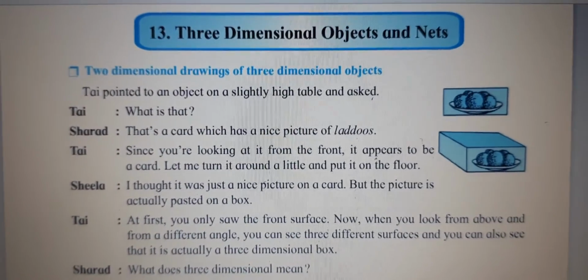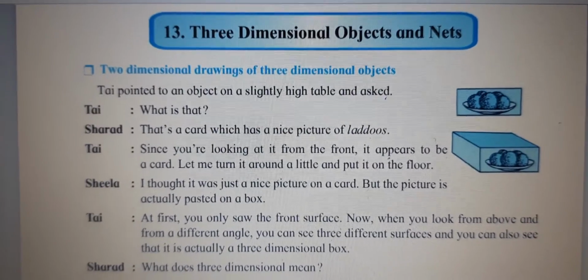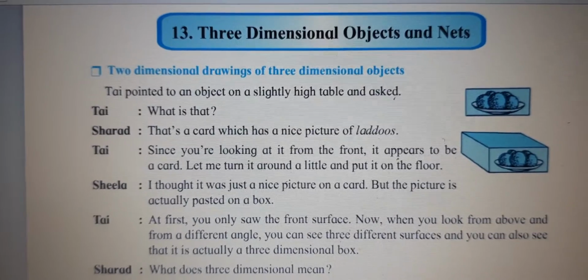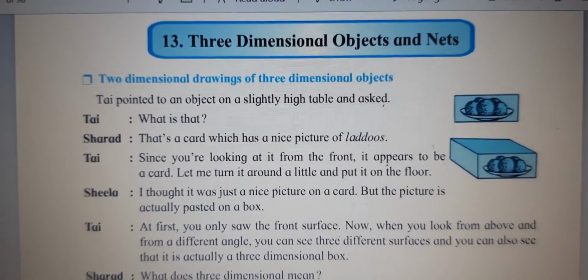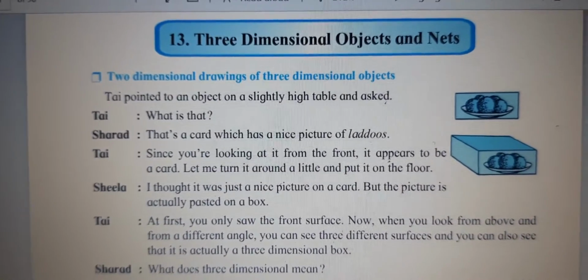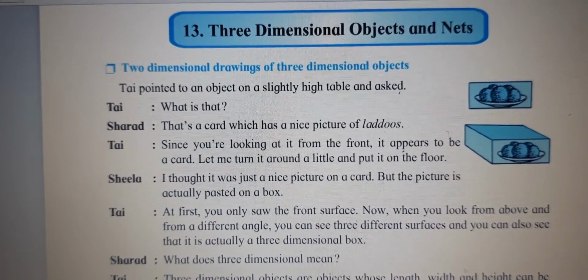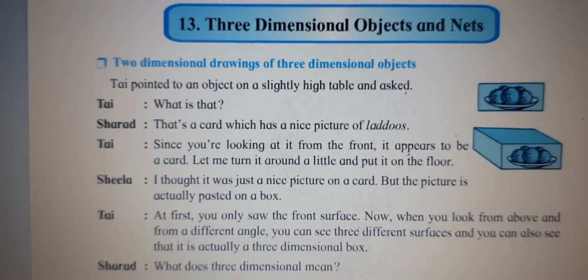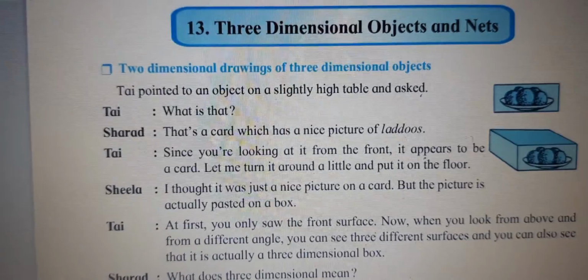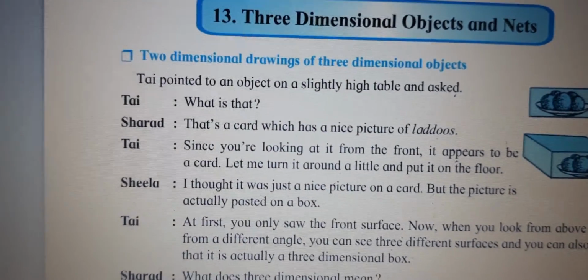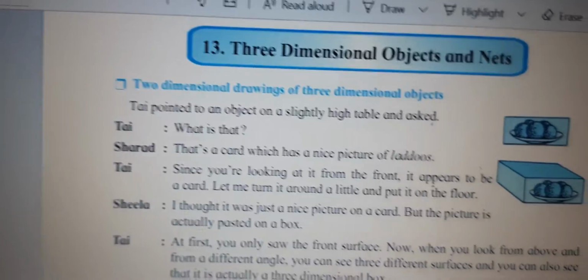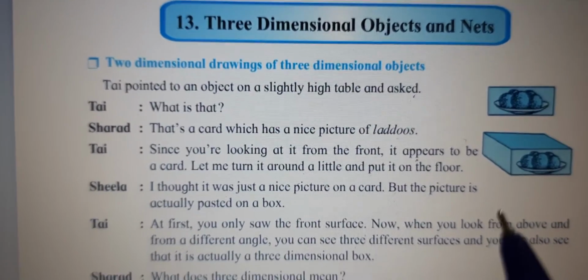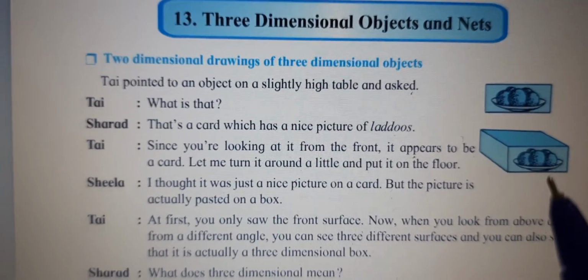Now the next chapter, chapter 3, three-dimensional objects and nets. What do you mean by 3D? Three-dimensional objects, you must be aware, people say 3D, okay? So first we will go through two-dimensional drawings of three-dimensional objects. Drawings are two-dimensional, but objects are three-dimensional.